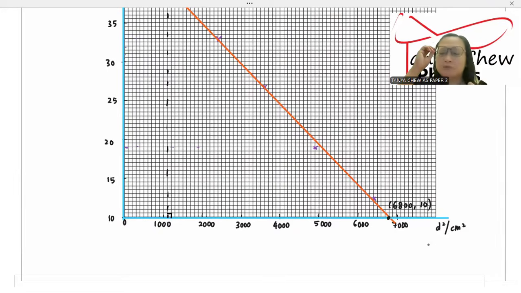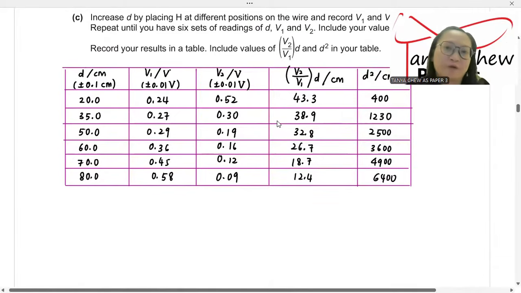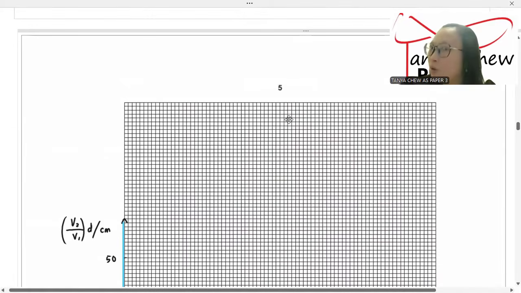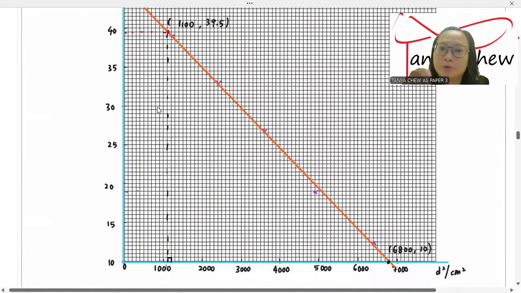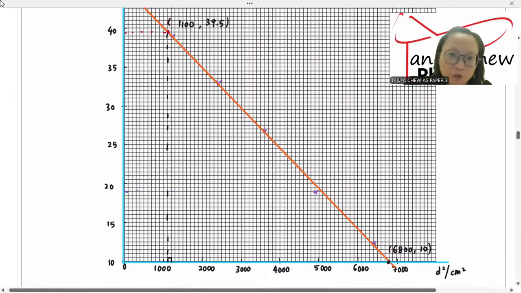One more thing that I have to remind you: some of the students were asking whether it is okay if they take the values from the table. That means the points, the coordinates that they have already calculated in the table. I would strongly suggest that you do not. Why? Because not all the points lie on the straight line. So to play safe, in order for you to get a more accurate value, I would strongly suggest you take the points on the straight line only.